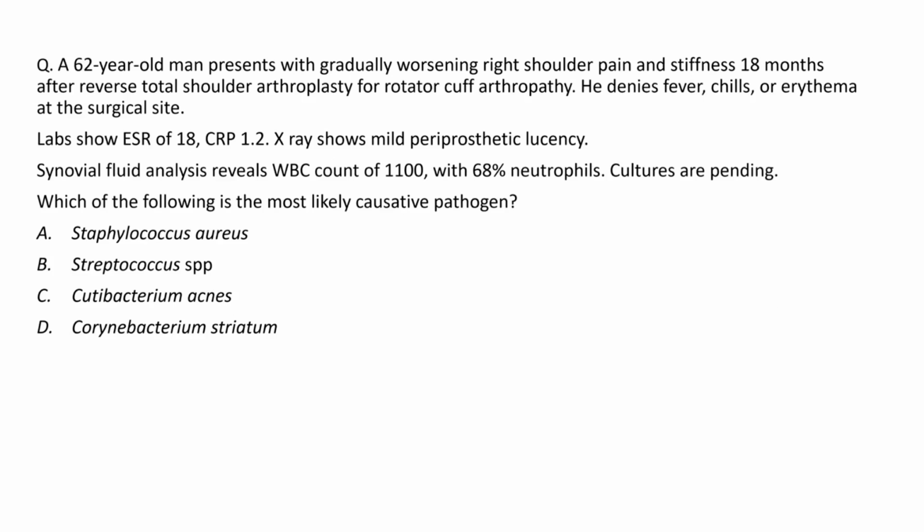Okay, I guess it's my turn. A 62-year-old man presents with gradually worsening right shoulder pain and stiffness 18 months after a reverse TSA for rotator cuff arthropathy. Denies fevers, chills, or erythema at the surgical site. Labs show ESR and CRP are all normal. X-ray shows mild periprosthetic lucency. Synovial fluid analysis is 1,100 with 68% neutrophils, and cultures are pending. Which of the following is the most likely causative organism?